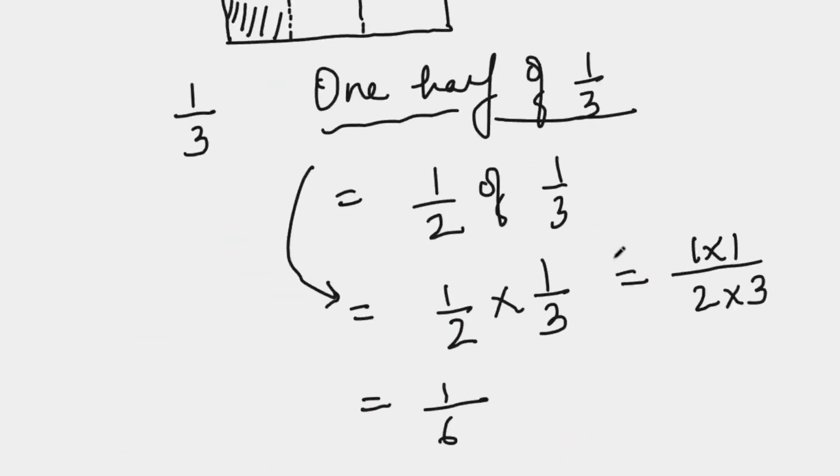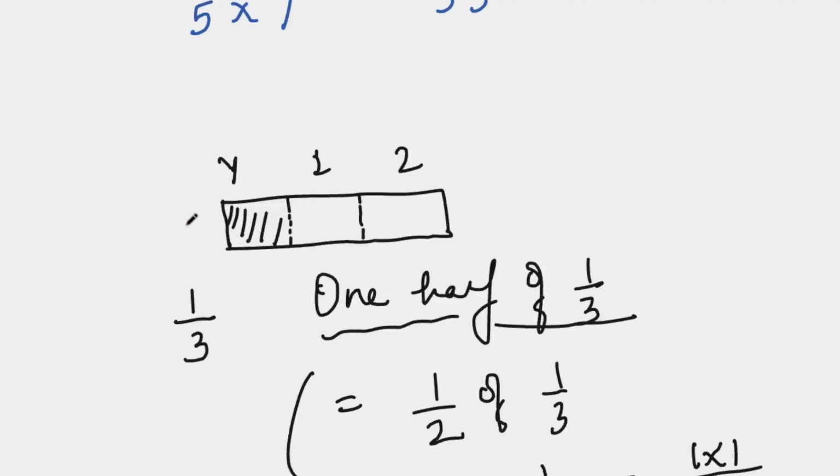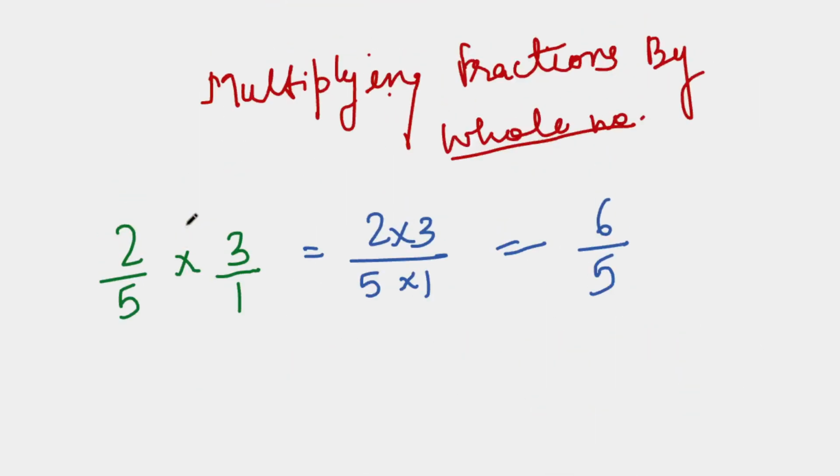Now, if you remember, there is a step 4. Convert to mixed fraction if needed. Okay, so this is not a step which is done everywhere. You have to make sure that you know where to use it. We use it when our answer or wherever the product of fraction is improper fraction, okay? Where the numerator is greater than the denominator. So we will convert it to 1 as a whole number and 1 by 5.